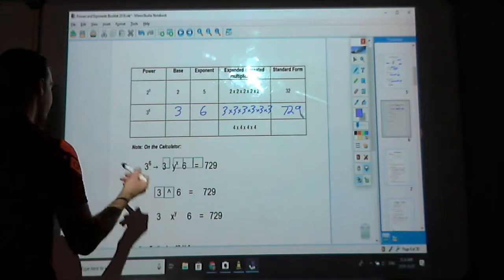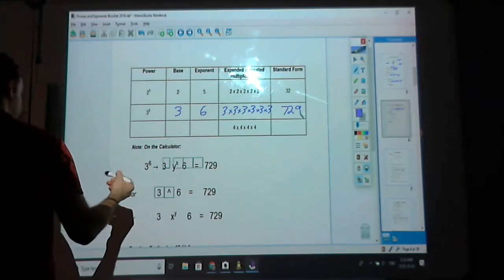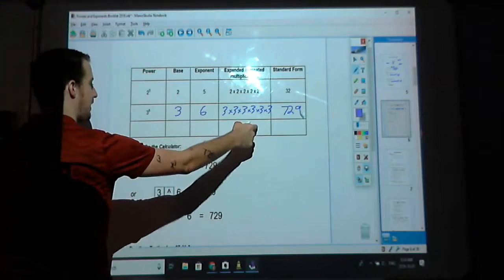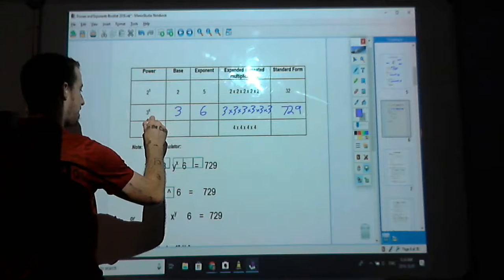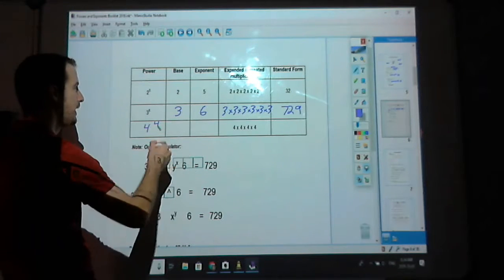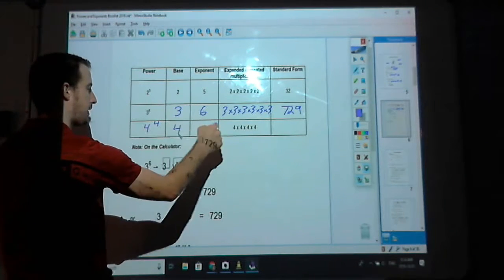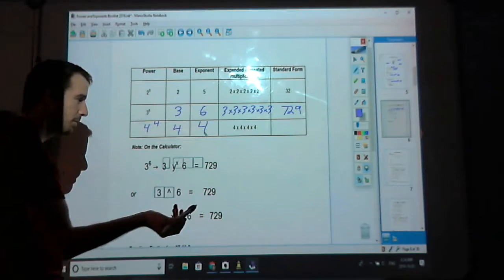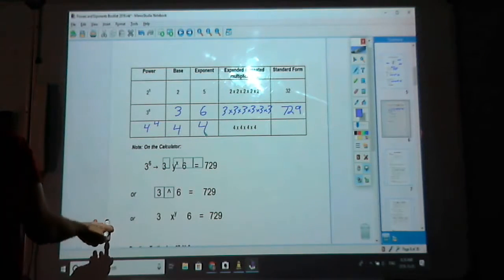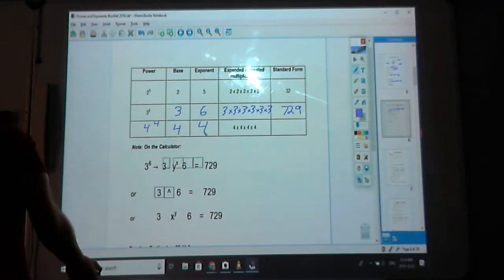The last example I'll do with you guys is here. We have 4 times 4 times 4 times 4, which is the same thing as saying 4 to the power of 4. Our base is 4, because that's what we're multiplying. It's 4 times, so our exponent will be 4 as well. And if we all do that in the calculator, we end up with 256.